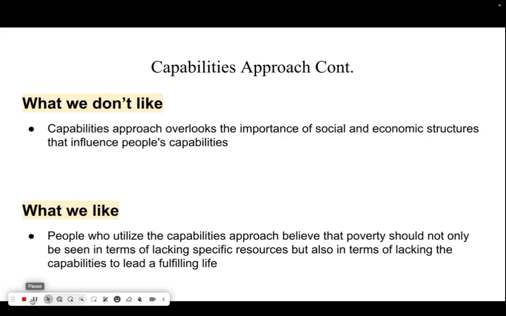What we like about the capabilities approach is that it supports the idea that poverty should not be seen only in terms of lacking specific resources, but also in terms of lacking the capabilities to lead a fulfilling life. So, for instance, someone might have access to food, but lack the capability to make healthy choices due to education or even information gaps.